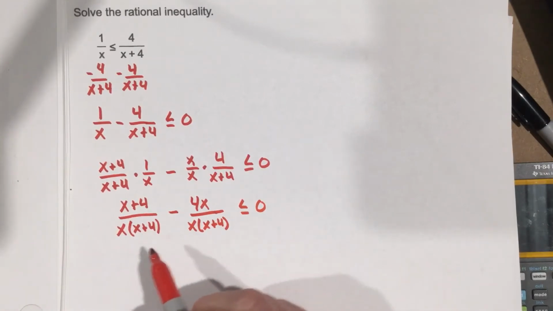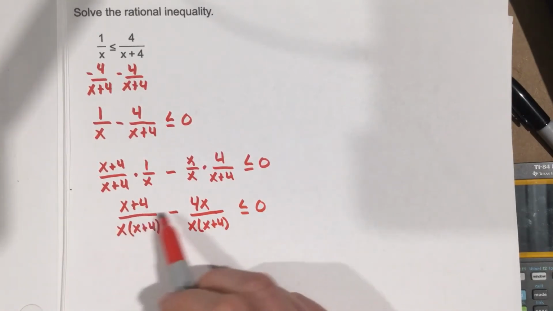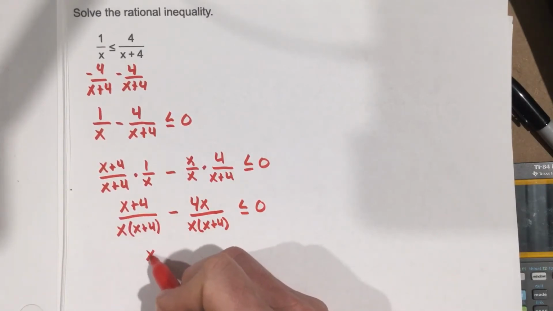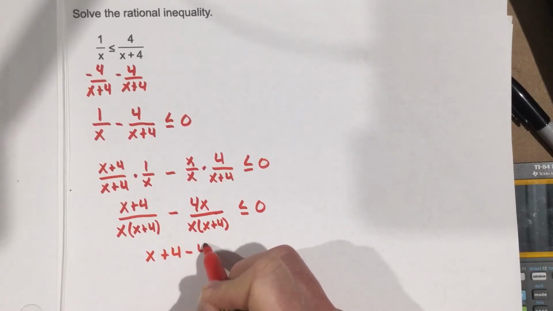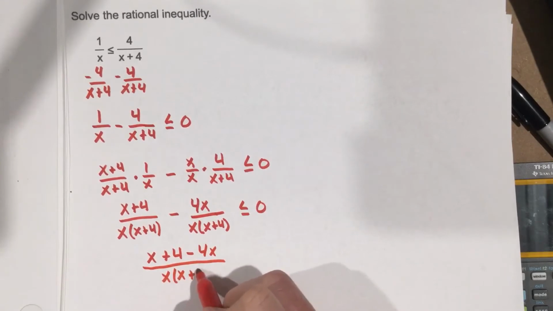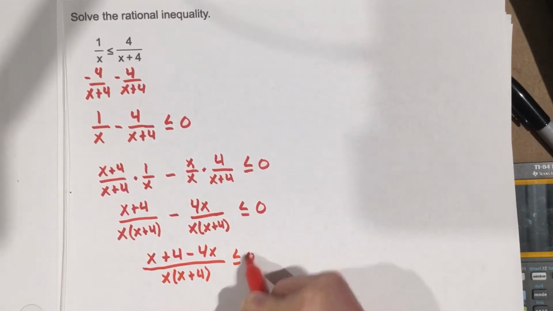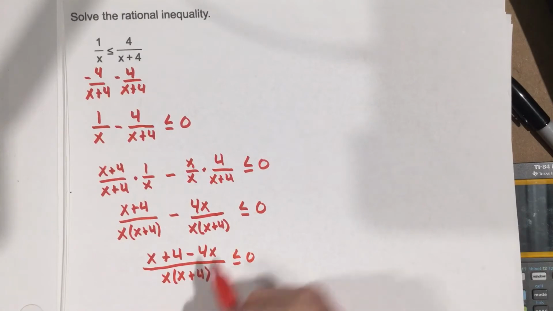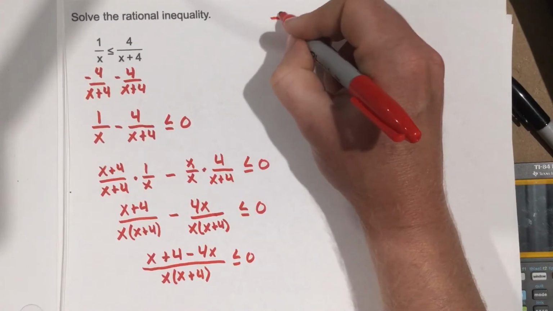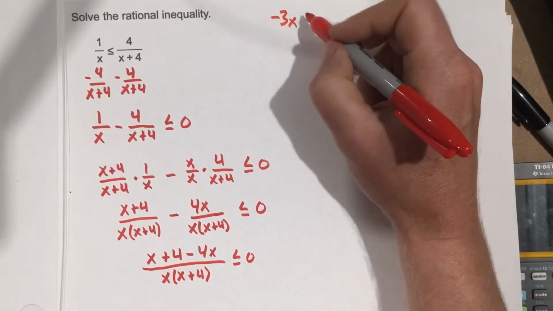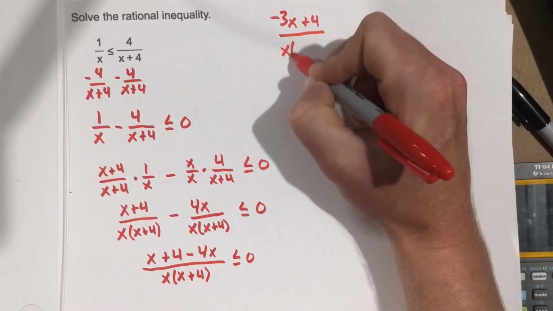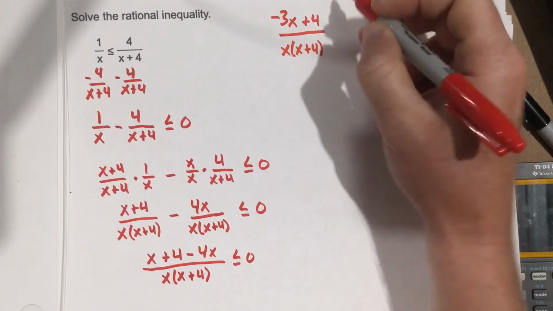Now I'm going to actually combine these together, right? I can actually do the subtraction because of common denominators. So I end up with x plus 4 minus 4x over x plus 4 less than or equal to 0. And now I'm going to rewrite that up here and combine the x and the negative 4x. So that's negative 3x plus 4 over x plus 4 less than or equal to 0.